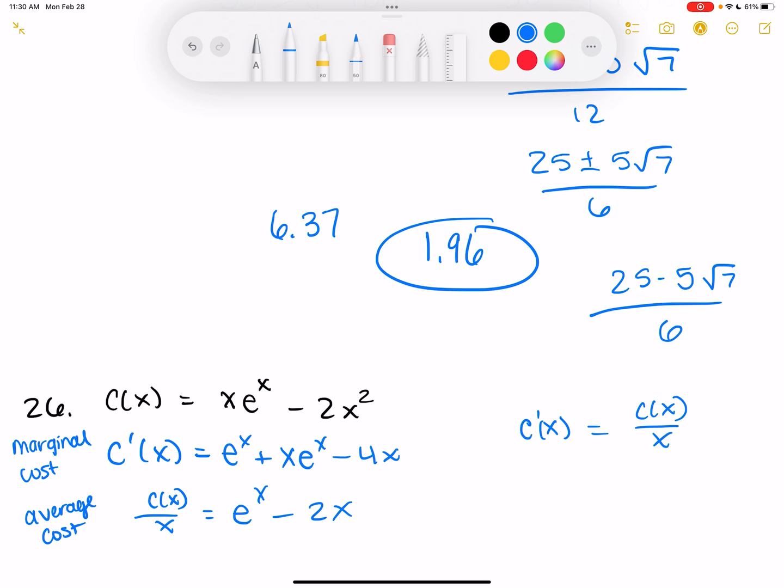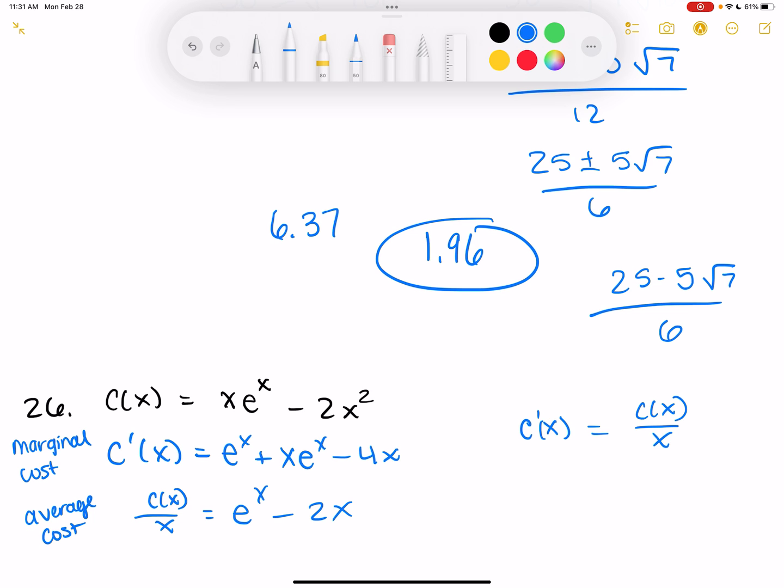What's the x value? What do you mean? Because it's C of x over x. We're just getting rid of an x is all we're doing. We're just dividing by x, the variable. Okay. And then we'll replace it in a little bit.